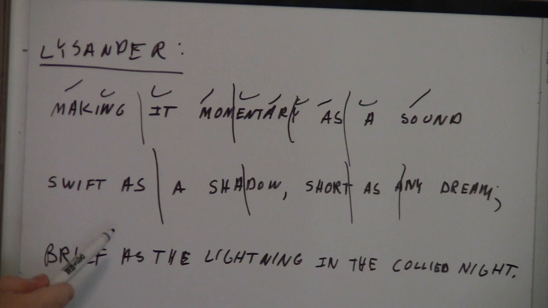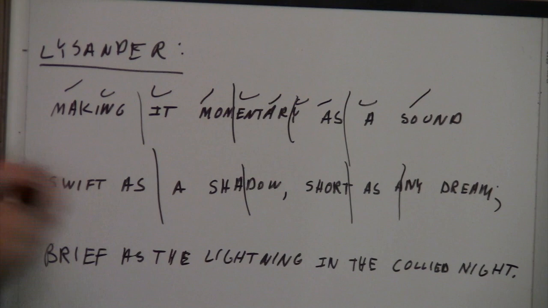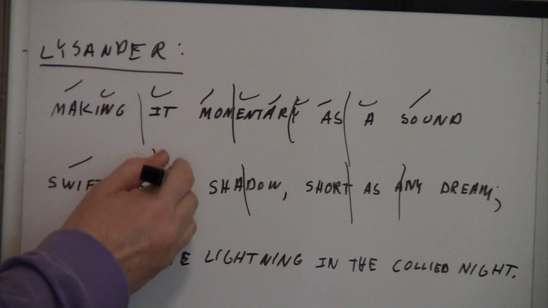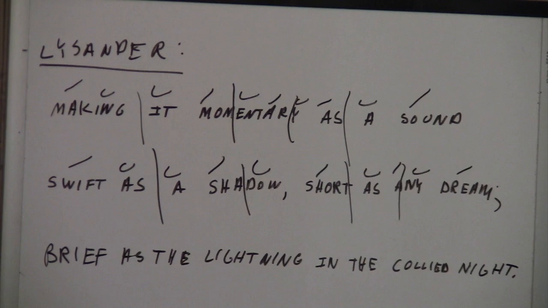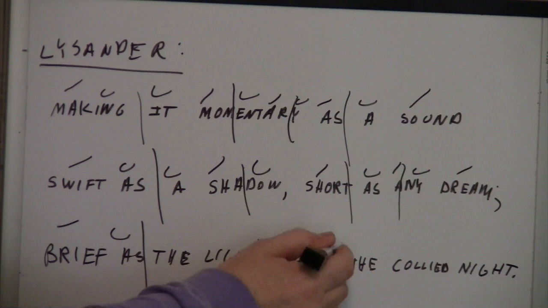You wouldn't say "swift as." As you look at this, it should be a trochaic beginning, because the word "swift" is so much more important than the word "as." "Swift as" doesn't work as well as "swift as." "A shadow short as any dream. Brief as," again, you want to stress "brief" rather than "as." "The lightning in the collied night."